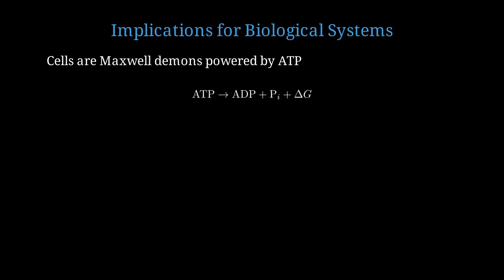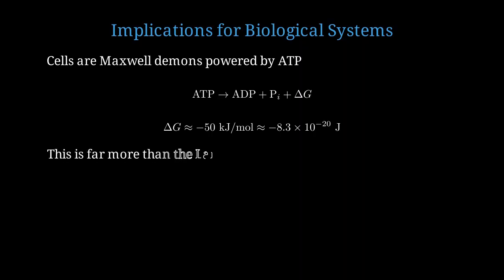Cells are constantly sorting molecules and maintaining organization. In a sense, cells are Maxwell Demons powered by ATP hydrolysis. They use chemical energy to measure, decide, and sort molecules. ATP hydrolysis releases about 50 kilojoules per mole of free energy under cellular conditions. That's about negative 8.3 times 10 to the negative 20 joules per molecule, which is about 20 kBT at room temperature. This is far more than the Landauer limit of kBT natural log 2. Biology is not thermodynamically efficient, but it's effective.